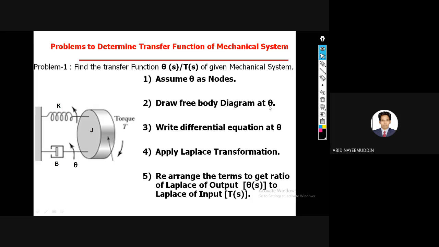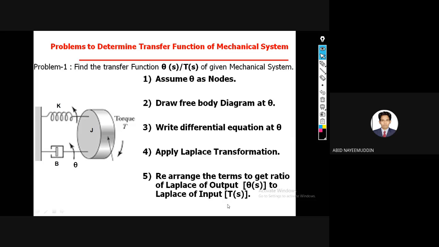Next, draw the corresponding free body diagram. Write each and every equation for each node. Then apply Laplace and find the ratio, theta 2 or theta 1, whatever it may be. He is asking either theta 2 of s by T of s or theta 1 of s by T of s, based upon the given question.